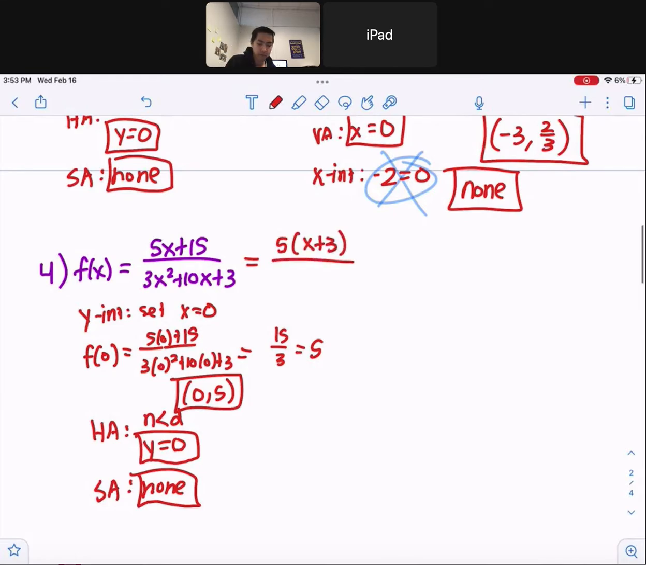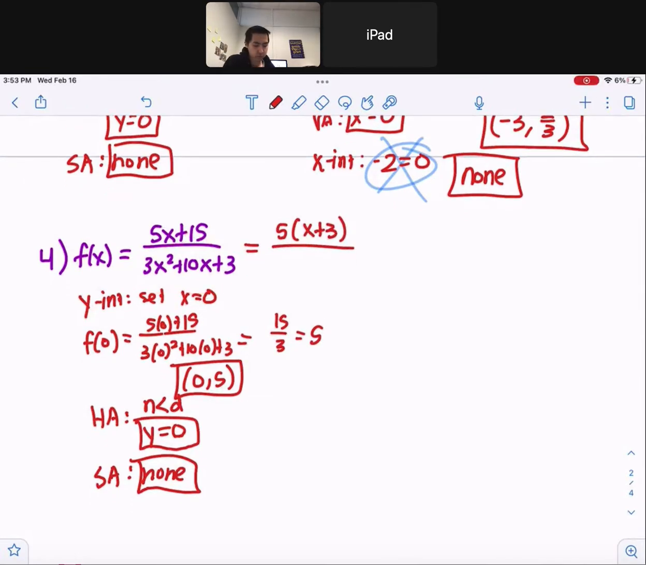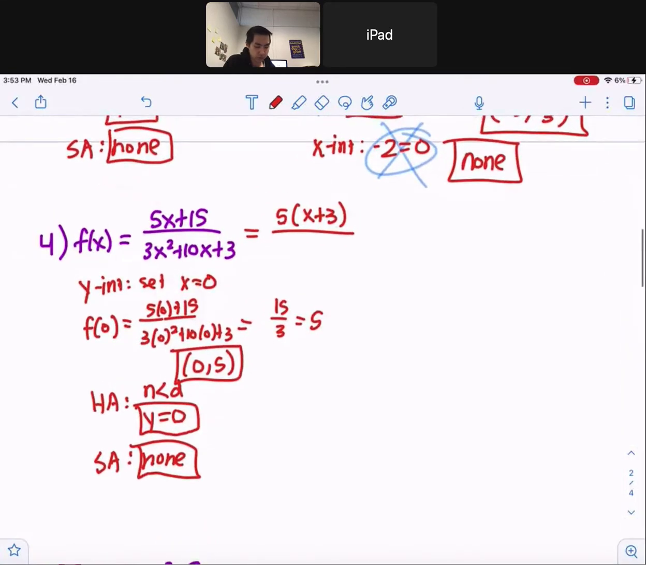Now on the bottom, this is factoring by grouping. So if you forgot how to do that, a times c is 9. B is on the bottom. 9 times 1 is 9, added together is 10. A is greater than 1, so 3x squared plus 9x plus x plus 3.